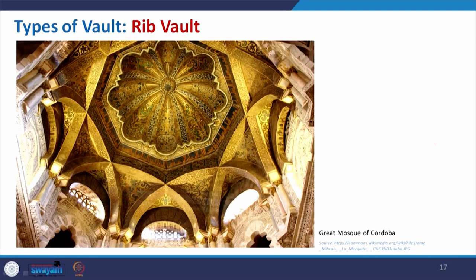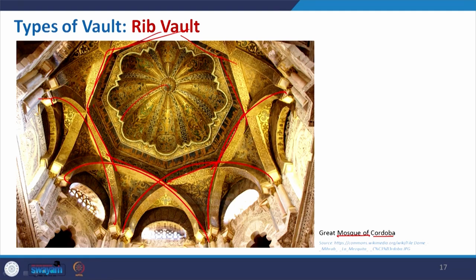So this is a really beautiful example that I have picked up. This is the great mosque of Cordoba. In this case, you can get the essence of how multiple arches make the connection, and the beautiful geometry is maintained to create this particular dome inside, and then further decoration is made.